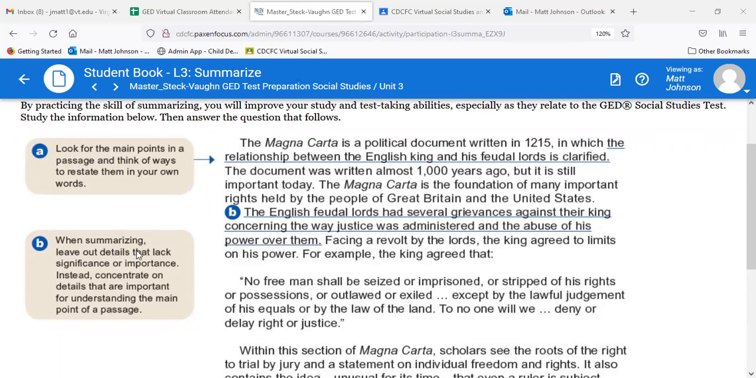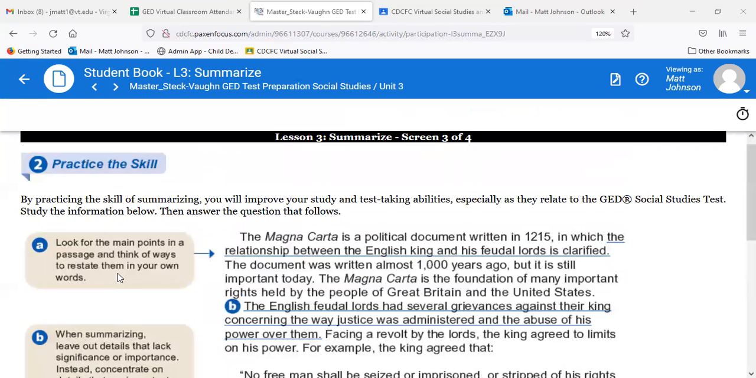So the first one being what the Magna Carta was about. The Magna Carta was a political document that clarified the relationship between the English king and his feudal lords. That could be your first sentence of a summary. And you ask yourself those questions: when, where, what, why, how. So we have this establishment of the Magna Carta and clarification of the feudal lords and their English king. Why was that necessary? That's going to be one of your first big points.